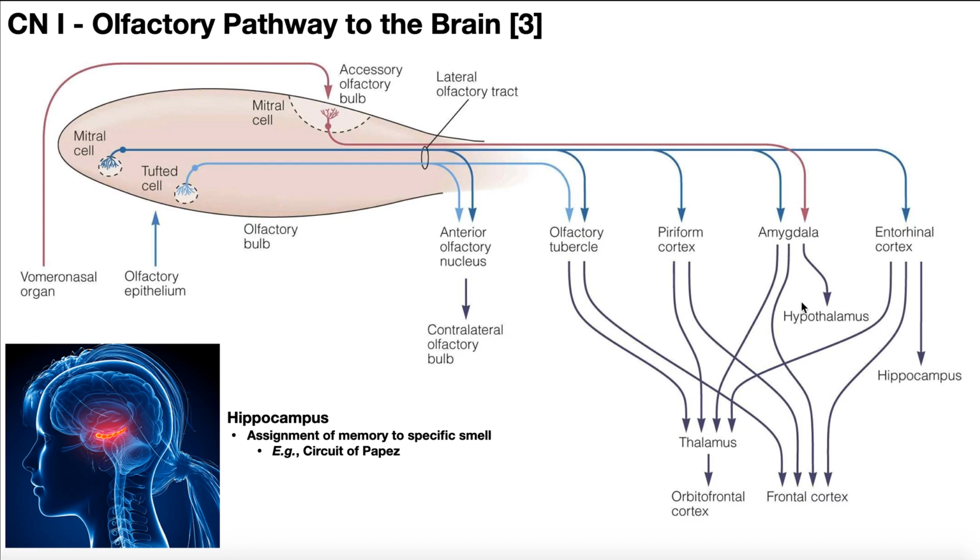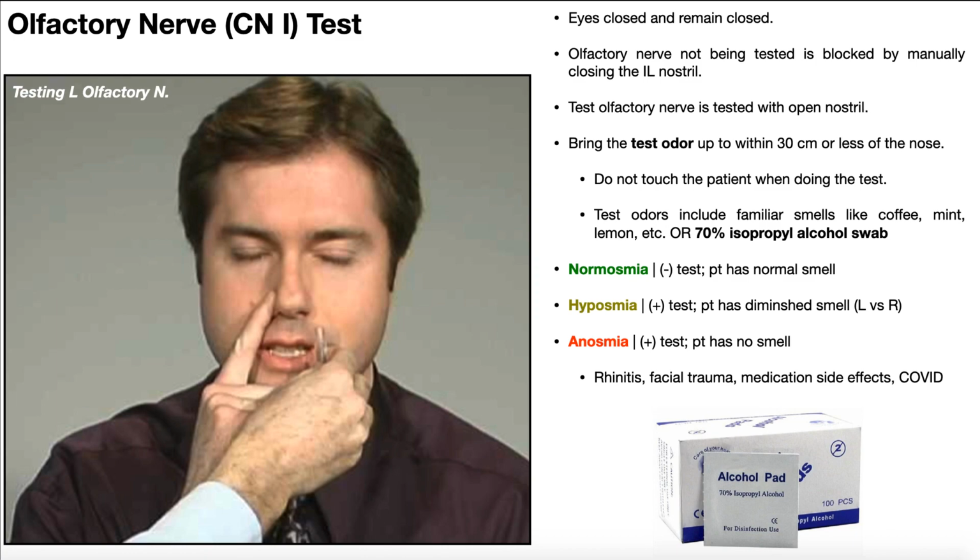Now, as for the amygdala and the hypothalamus right here, we're going to be talking about those in the next video as it pertains to pheromones and their communication with the brain via the vomeronasal organ. Let's now talk about how we test the function and the health of the olfactory nerve.